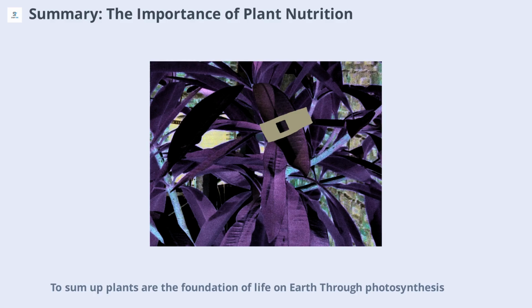To sum up, plants are the foundation of life on Earth. Through photosynthesis, they produce food and oxygen, supporting all living organisms. While most plants are autotrophs, some have adapted to other modes of nutrition, like parasitism and saprotrophy. The cycle of nutrients in nature, aided by bacteria and fungi, ensures that plants remain healthy and productive. Understanding plant nutrition helps us appreciate the delicate balance of nature and the vital role plants play in our ecosystem.